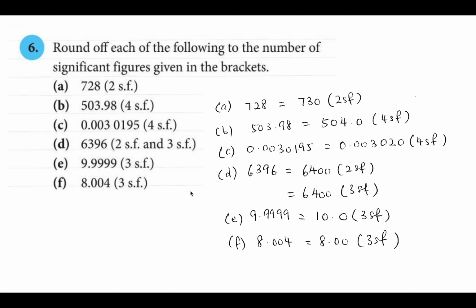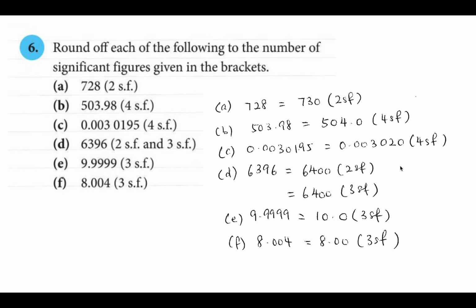Next, we have 0.0030195. When we round it off to 4 significant figures, the first significant figure is the 3 over here, so we add the placeholders 0.003, then continue 020, because 19 when we round off becomes 20 over here because of the 5 at the back.